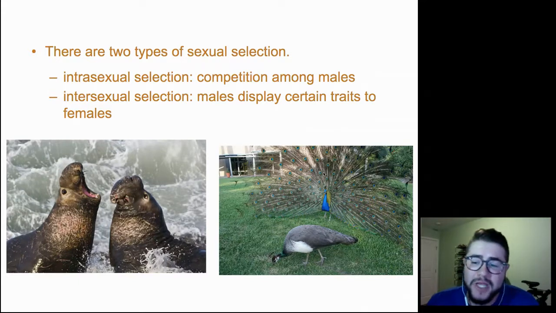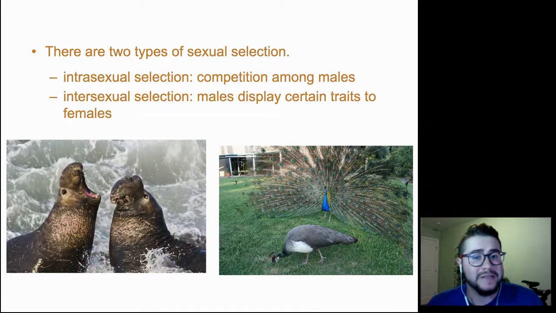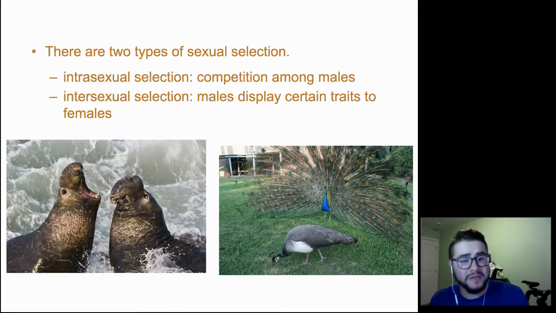That's like what we see in peacocks, where they display these beautiful feathers to try to attract the peahen, who has none of those feathers. The whole point is that these feathers give it a better chance to reproduce, and the peacocks with the best feathers will be the ones that get to reproduce with the peahens. That's sexual selection.